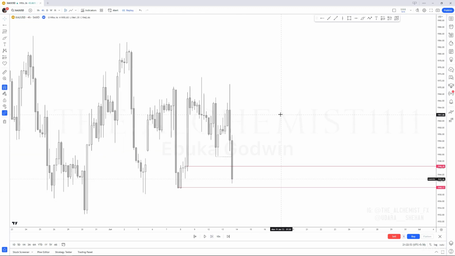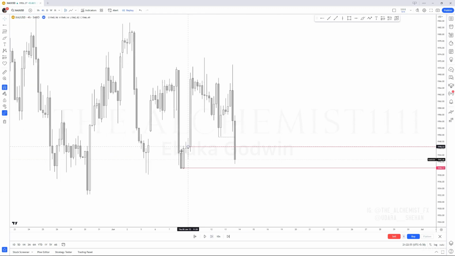Okay, but this happened. Don't worry, because these are high risk buys. We did not get any confirmation yet. Now there are three types of entries: high risk, medium risk, and low risk.